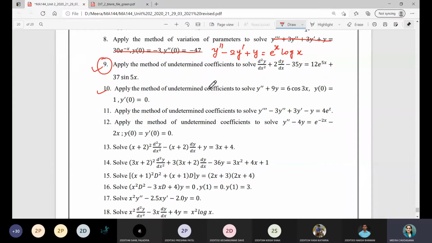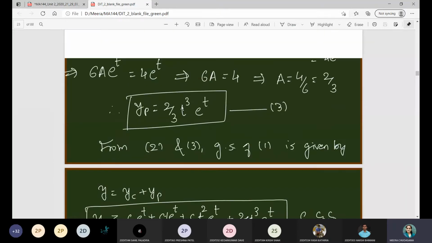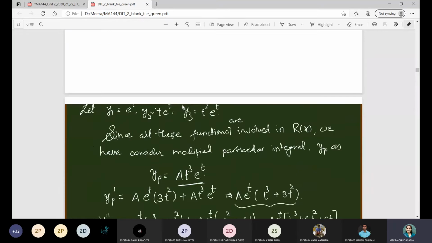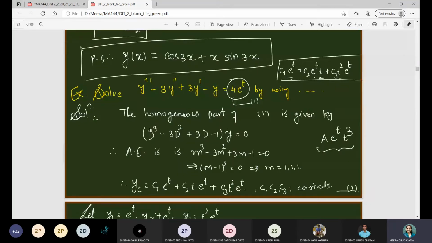Okay, so in that case, the right hand side functions you are given are e raised to 5x and sine 5x. So first of all, find out the complementary function and check whether those functions fall in the right hand side function category or not. If yes, then you have to modify it. Should I recall one example which we have done in the last class so that you can easily remember the flow?